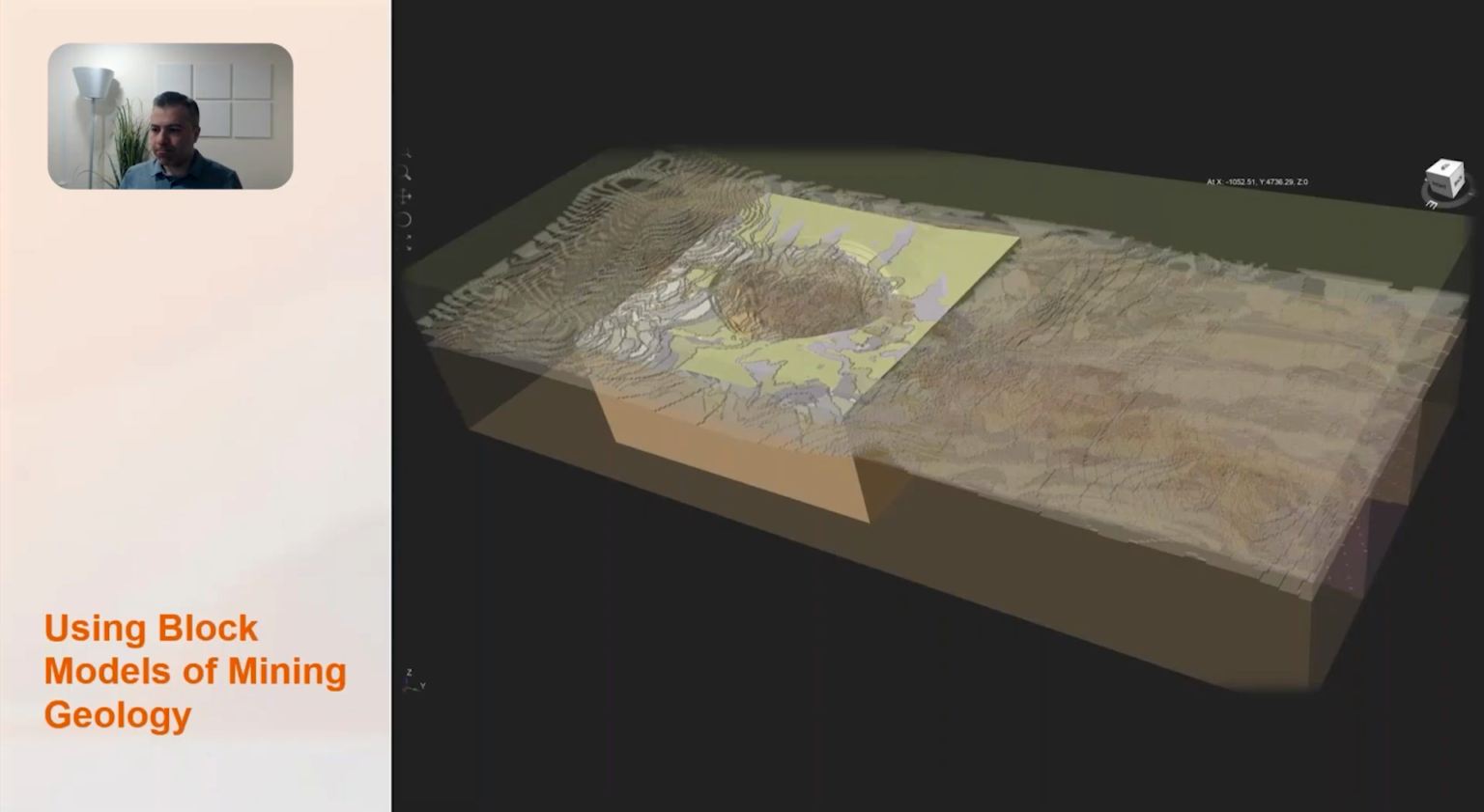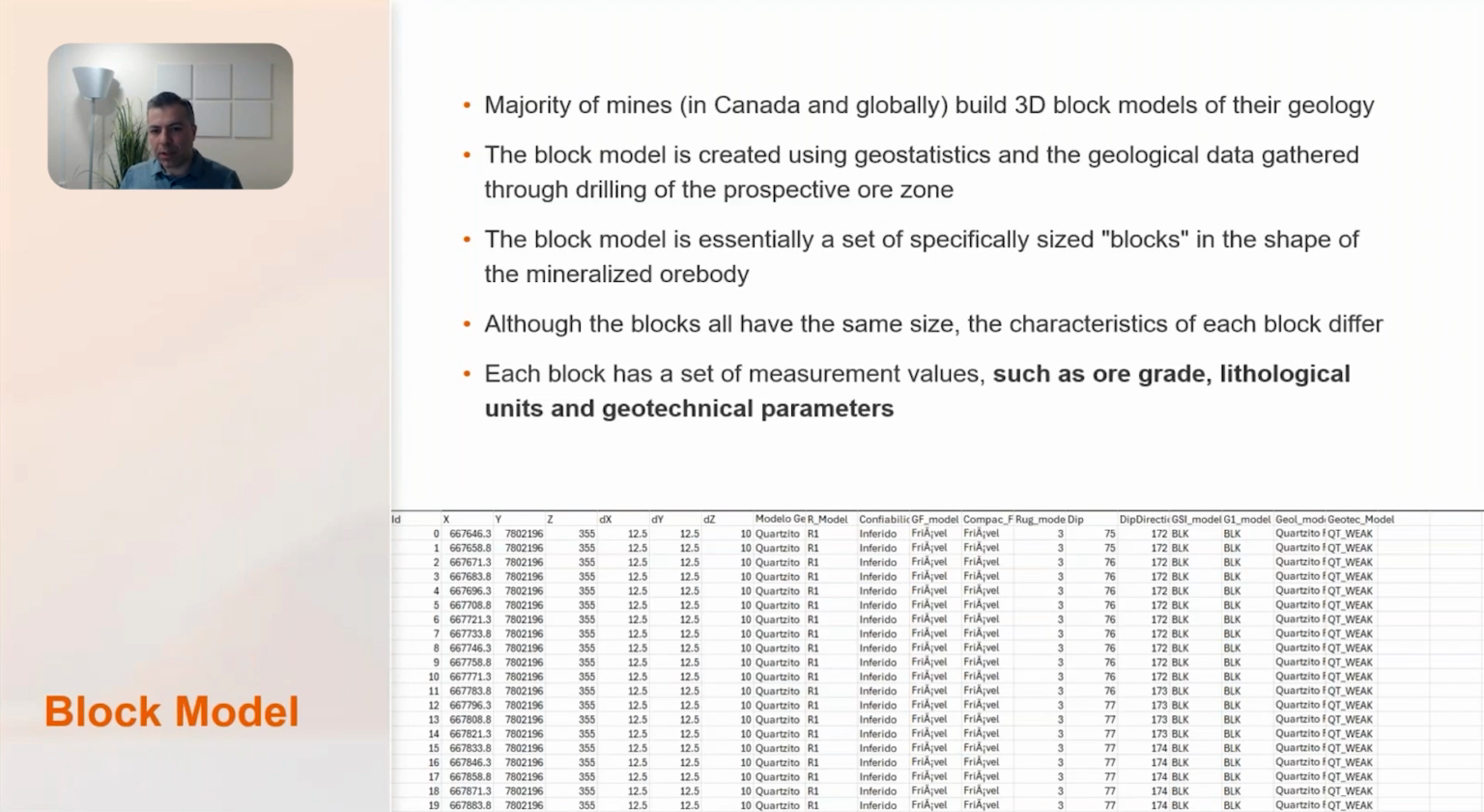And this is an example where you have a block model and a raw geometry, and we use this block model to create geological regions. So let's see what a block model is. The majority of mines build 3D block models for their geology. So it's part of the process of making geology regions.